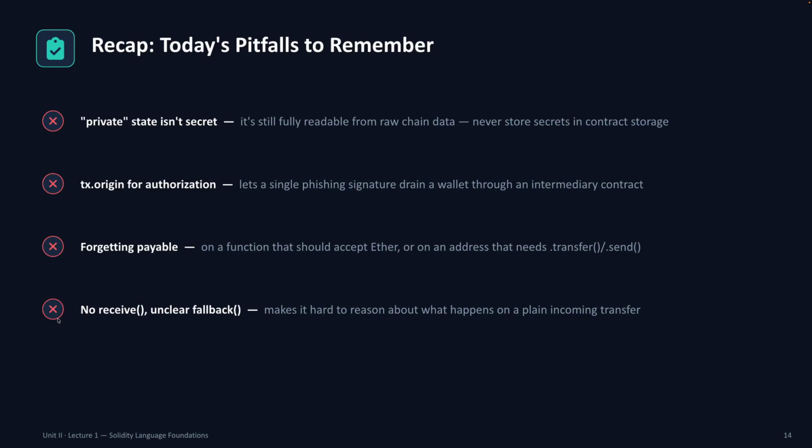Forgetting payable on a function that should accept ether, or on an address that needs .transfer or .send. If a function needs to accept ether, then you must add a payable modifier. If you need an address to have .transfer or .send, then that address must be of type payable. No receive and an unclear fallback make it hard to reason about what happens on a plain incoming transfer. If you have not defined the receive function, then whenever you try to send plain ether to your contract, it will be rejected, provided you don't have a fallback with the payable modifier.